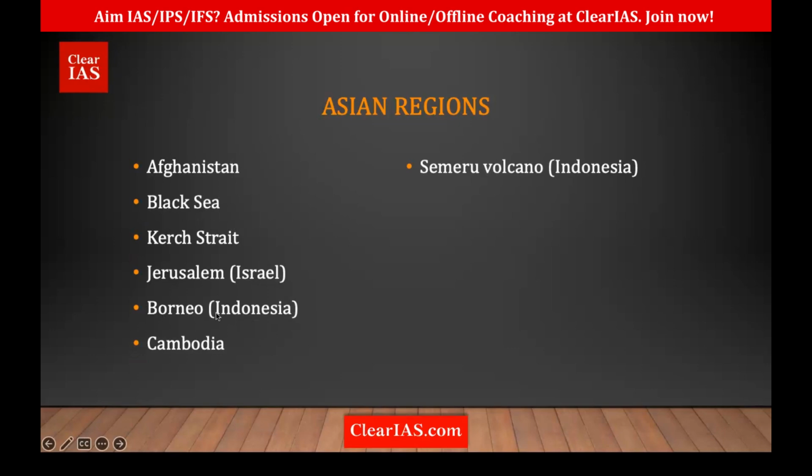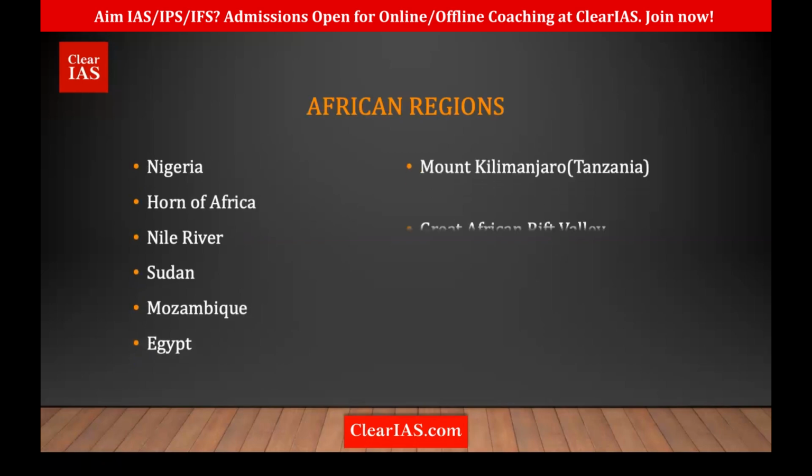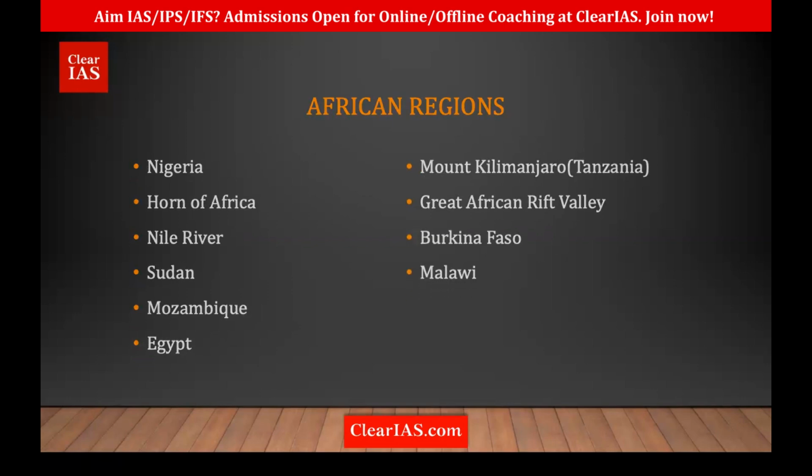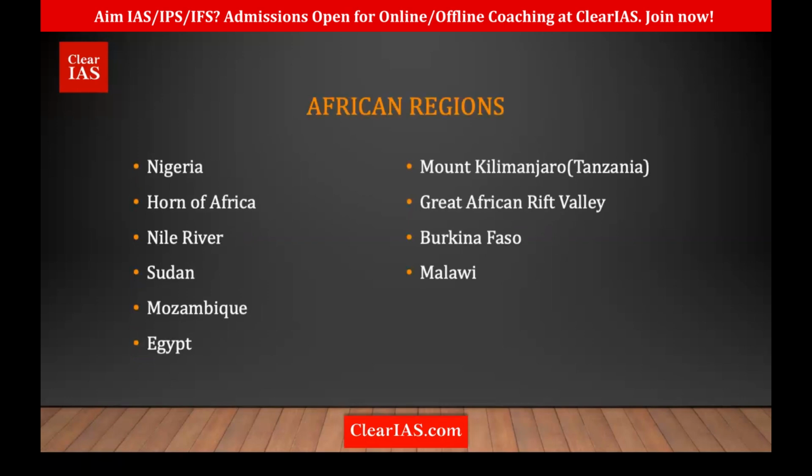And yes, Borneo, Cambodia. This part is of East, okay, Southeast Asia. Okay. Yes, in Africa, we'll be looking into Nigeria, Horn of Africa, Nile River, Sudan, Mozambique, Egypt, Mount Kilimanjaro, and Great African Rift Valley, as well as Burkina Faso and Malawi. Okay, so these are the topics we'll be looking toward the African regions.